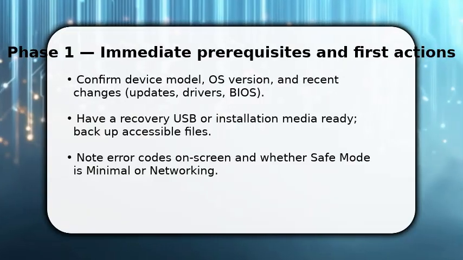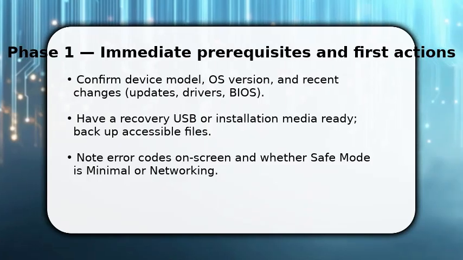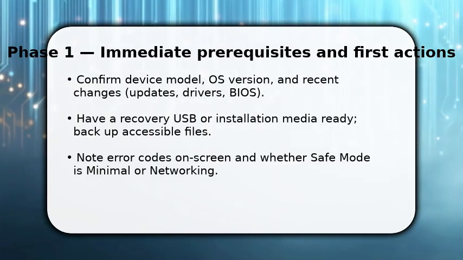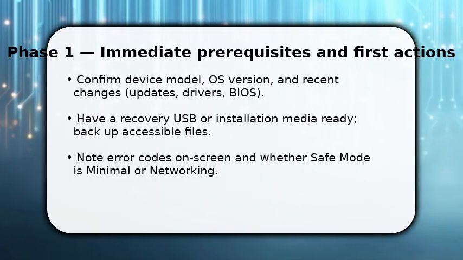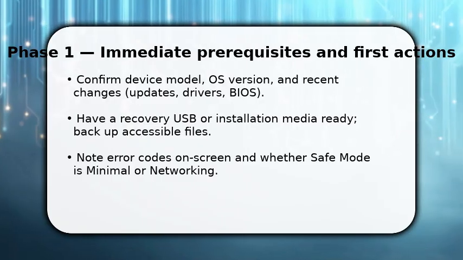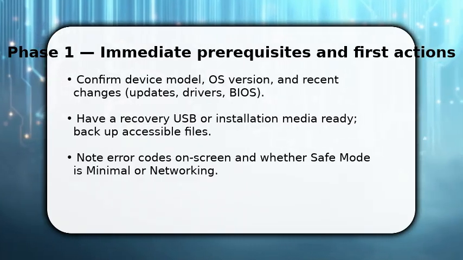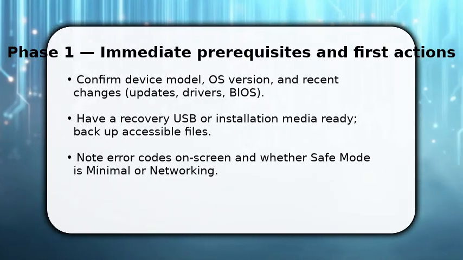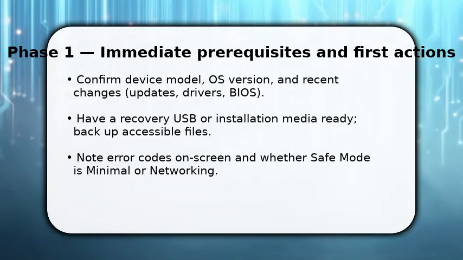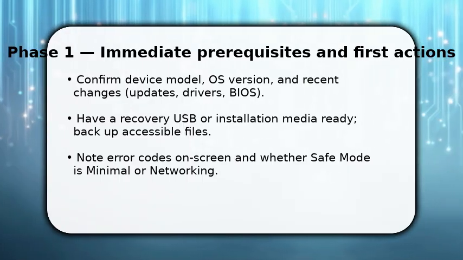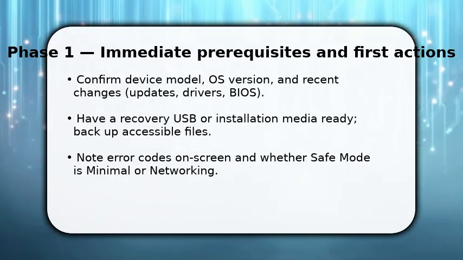You start by verifying prerequisites. Confirm your device model and the OS build, because fixes differ by firmware and driver sets. Once done, prepare a recovery USB or installation media so you can repair without risking data. Back up any accessible files first. Make sure you note the exact safe mode message and any error code, and check whether safe mode is minimal or networking. This determines which services are suppressed and which fixes will work.